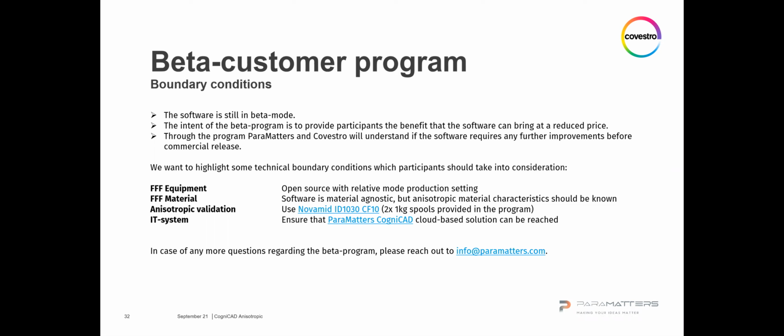If you want to do validation in this period of time, we advise you to use a Novameet ID1030, which will also be provided to do a test, because the material is correctly characterized. The software, we know that it works, and we've seen the first prints coming out of it. So we know that those steps are best under control.